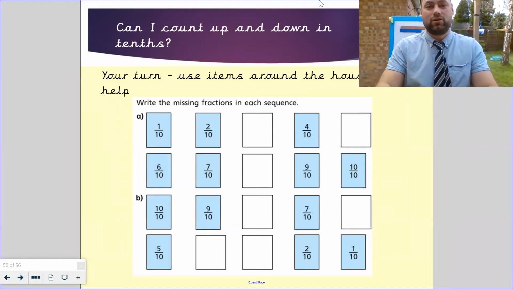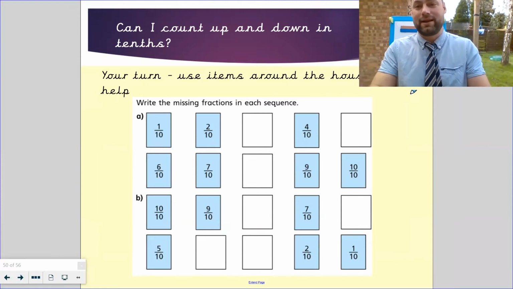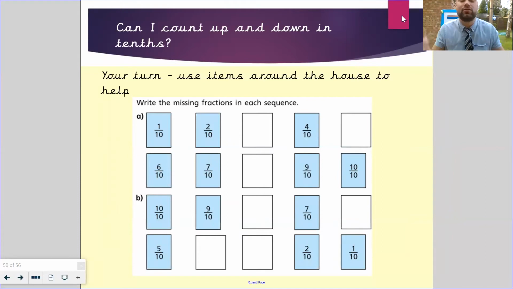What I would like you to do is, if you've got items around the house, that would be great to help you, like I have. I've been able to find some beads that belong to my daughter. You may not have beads, you may have things like Lego bricks. You may want to take some fruit or an orange. Oranges are quite good, you can cut them into segments, and the good thing is you can eat them after you've finished with them.